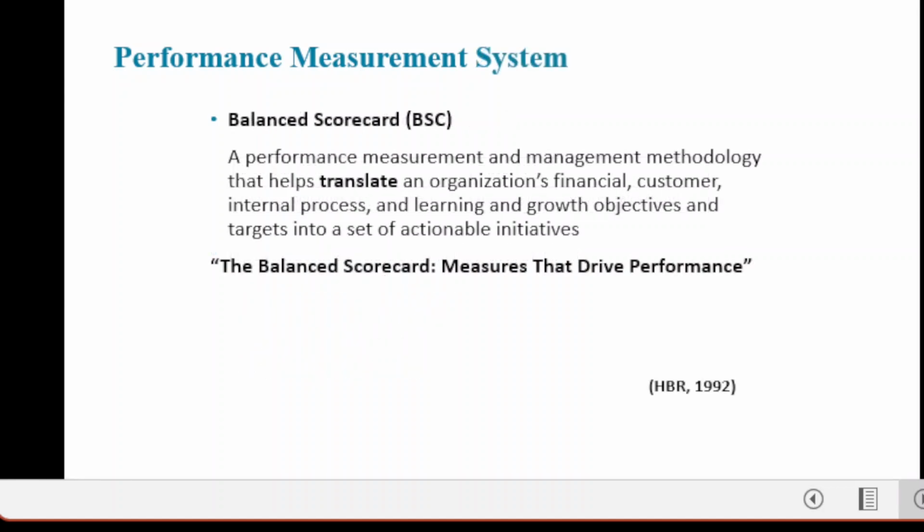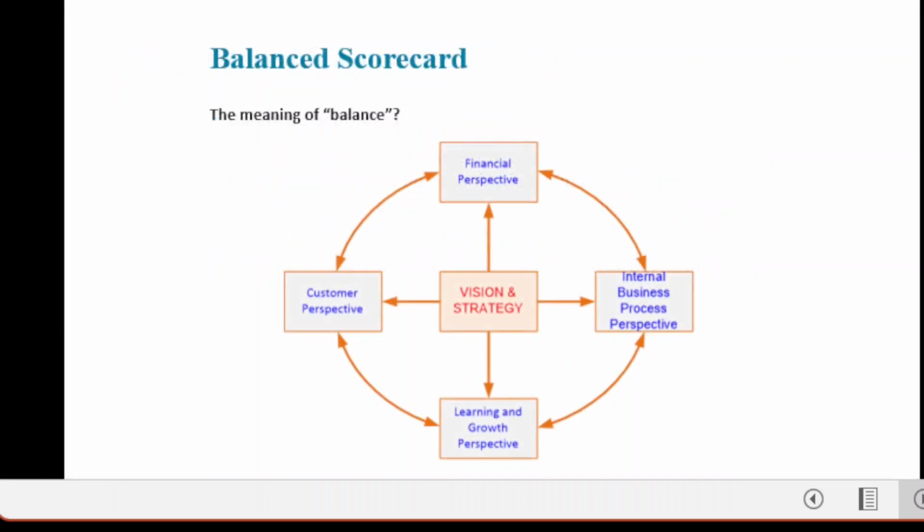Balanced scorecard is a performance management system that translates not just the financial but also the customer, internal processes, and learning and growth objectives of the organization. So it comprises four components. Only one of which is the financial perspective. The rest is the internal business process.